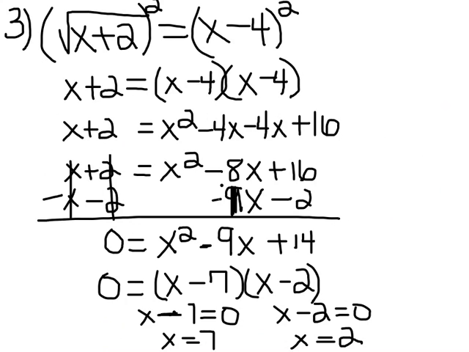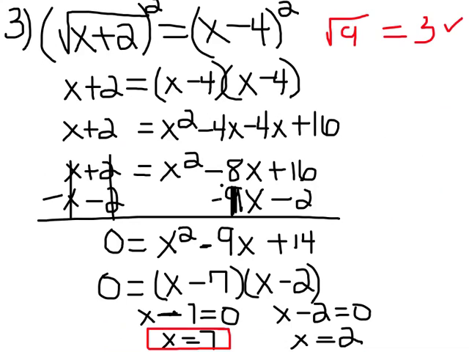So if we plug a 7 into our original equation, we'd have the square root of 7 plus 2. 7 plus 2 is 9. That has to equal 7 minus 4. 7 minus 4 is 3. Well, the square root of 9 is 3. So 7 checks out and 7 is an answer.